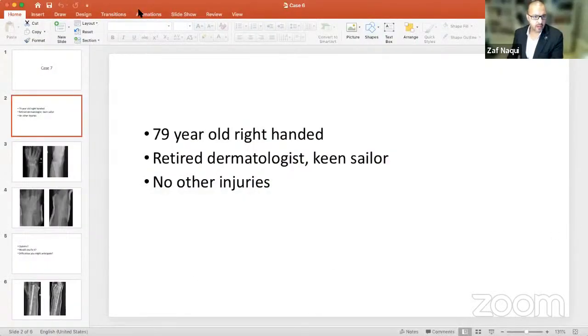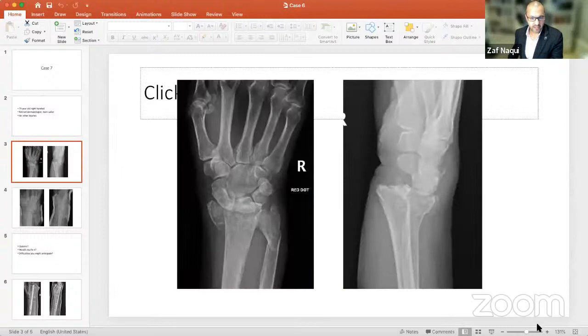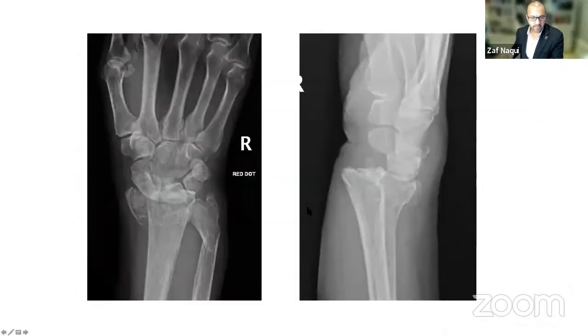We're still going strong in terms of audience. So I am going to share a few more cases. So here we go, 79-year-old dermatologist. And this is the image here. Who wants to take this?